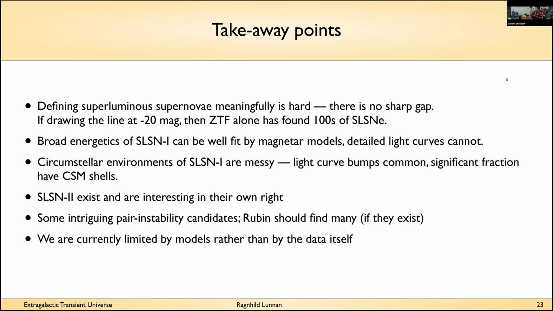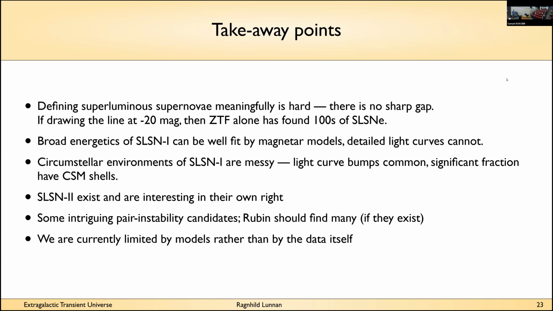So we see these bumps, rebrightenings, and a non-negligible fraction have CSM shells. This is probably something that needs to be incorporated into the models. I want to remind you, type 2 superluminous supernovae exist. They're actually quite interesting in what they're telling us about the extremes of mass loss and interacting supernovae. We are starting to see some intriguing pair instability candidates. Of course, if they exist, then Rubin should find many. So this is really just starting.